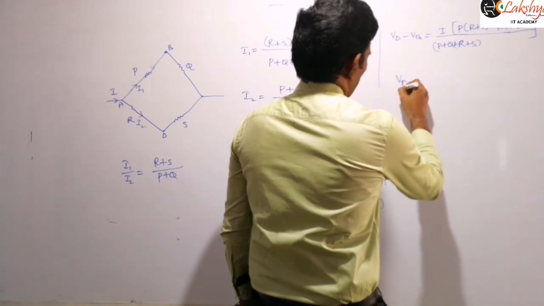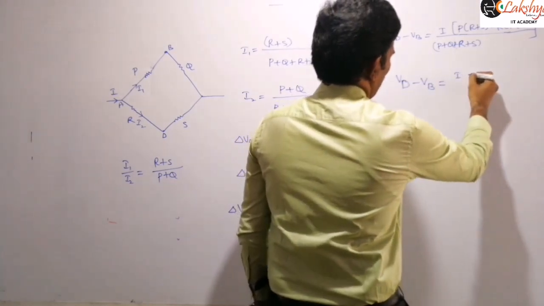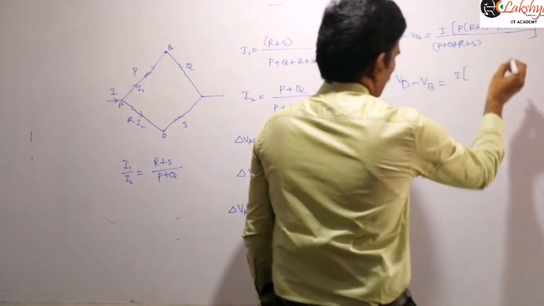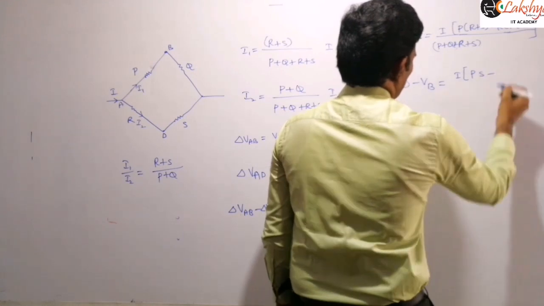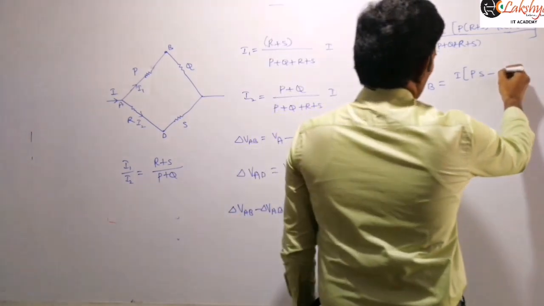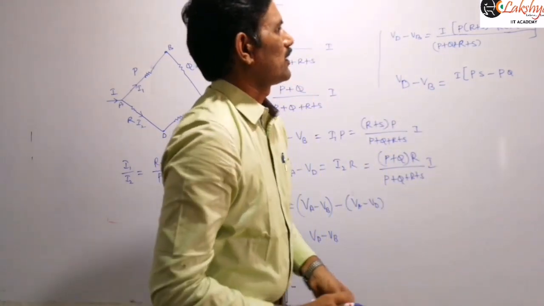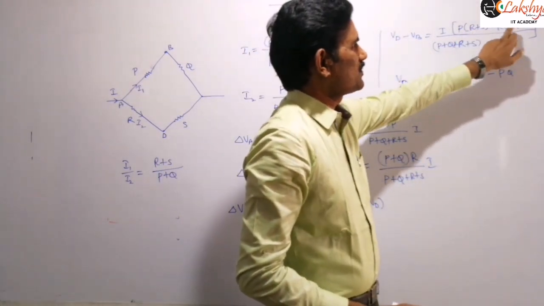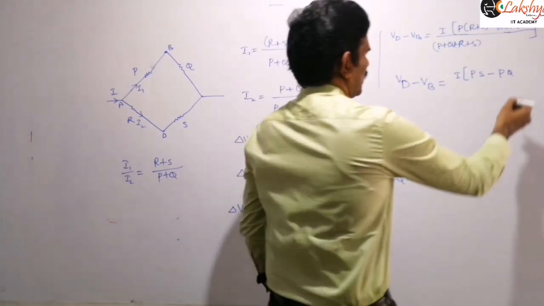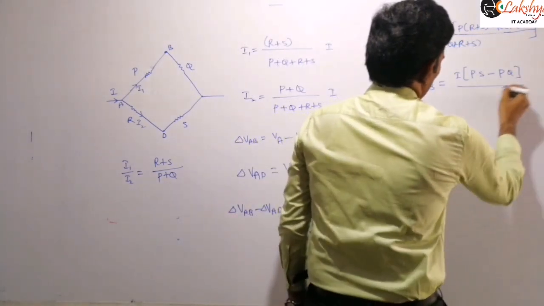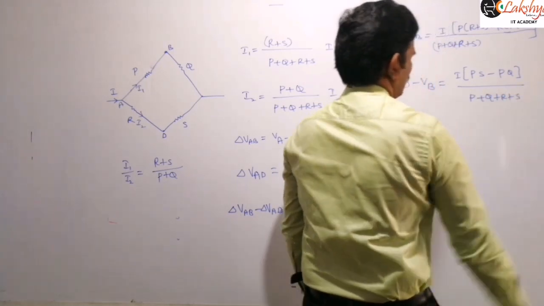So this is VD minus VB is equal to I into, and if I simplify there, you can write this expression like PS minus PQ you will get. Right? This PQ term and minus PQ term will be cancelled. So PS and minus RQ you will get, right? So by this P plus Q plus R plus S.